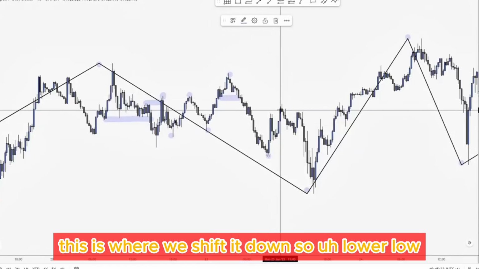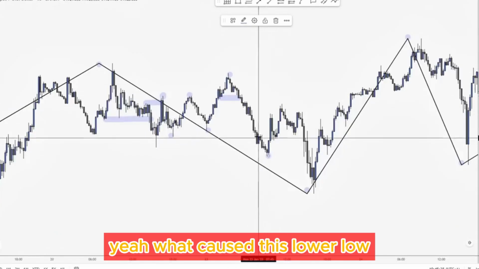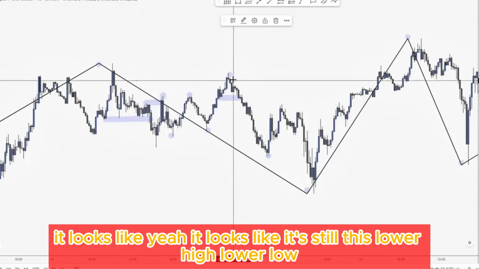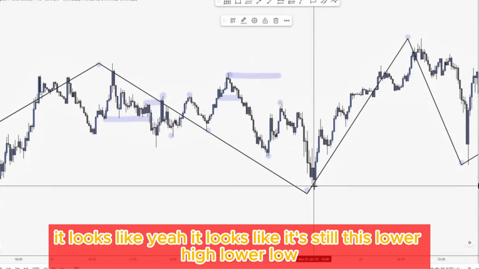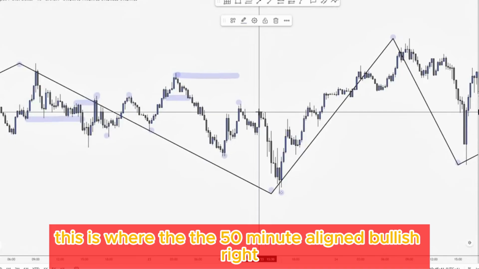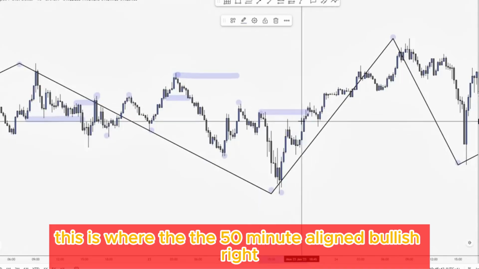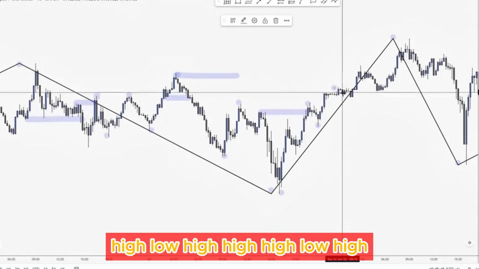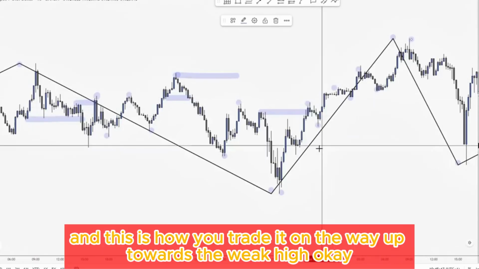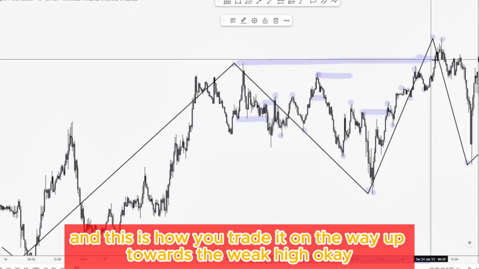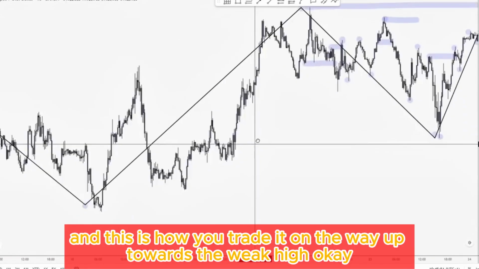So, lower low. What caused this lower low? It looks like it's due to this. Lower high, lower low. This is where the 50-minute aligned bullish. For the first time, we didn't have higher high, higher low, higher high, higher low. And this is how you trade it on the way up towards the weak high. And then you find the other one.